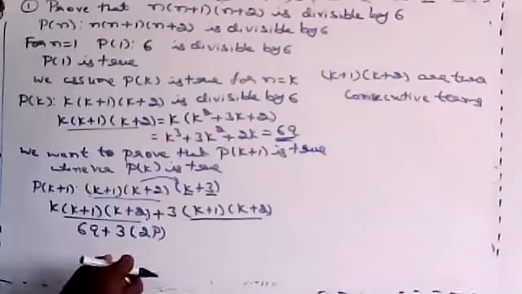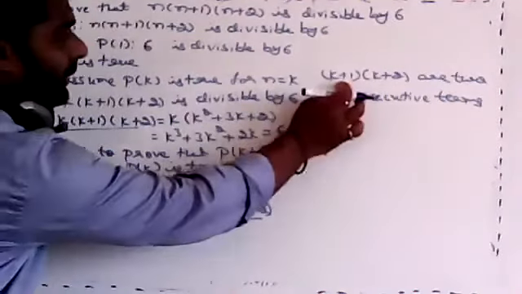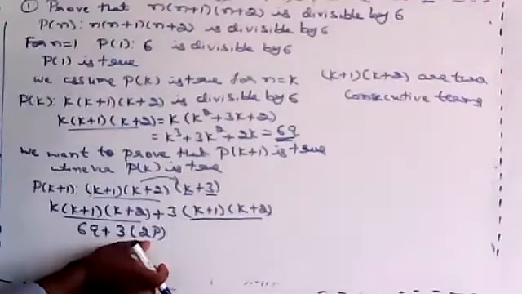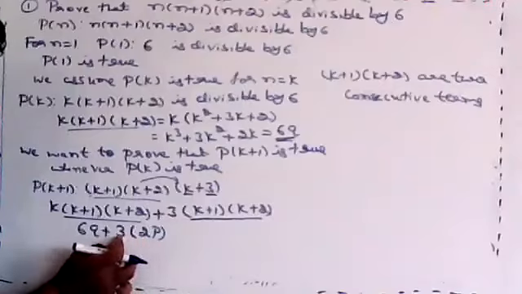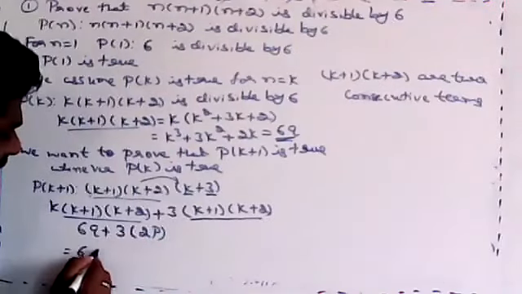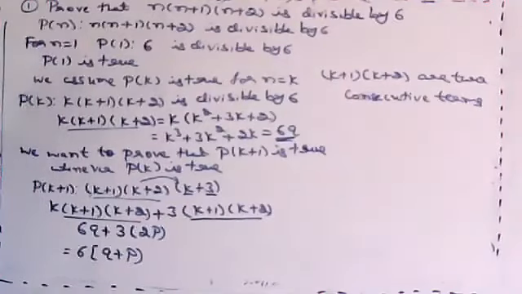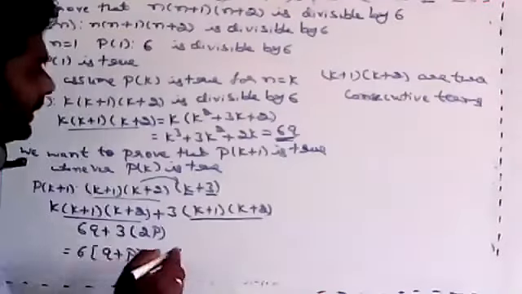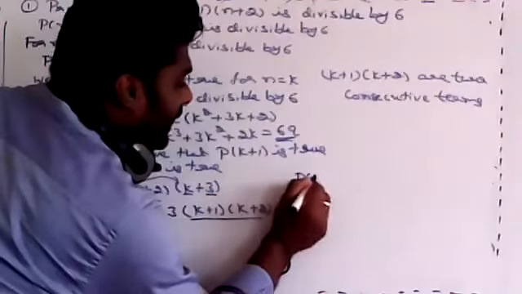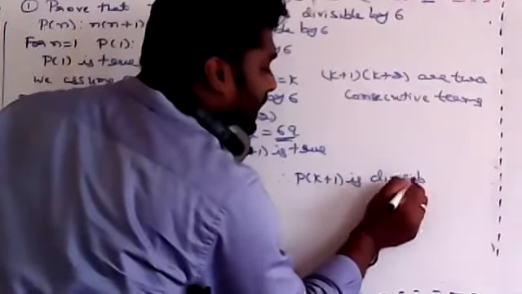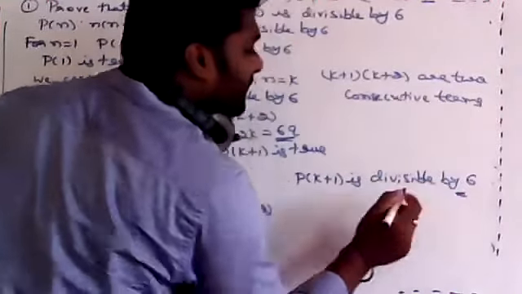Yes, okay. So this one I have written here: k plus 1 into k plus 2 are two consecutive terms. So can we take it as a multiple of 2p? So again 3 into 2 is 6. If I take 6 common, remaining is what? q plus p. Correct or not? Remaining is q plus p. So it is nothing but, therefore P of k plus 1 is also divisible by 6.